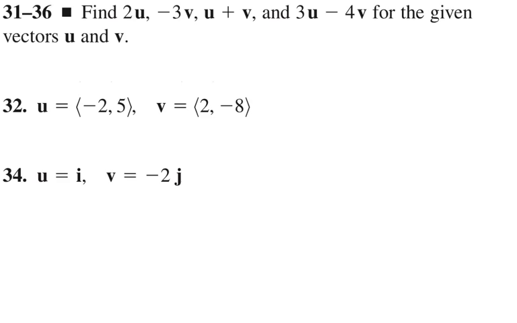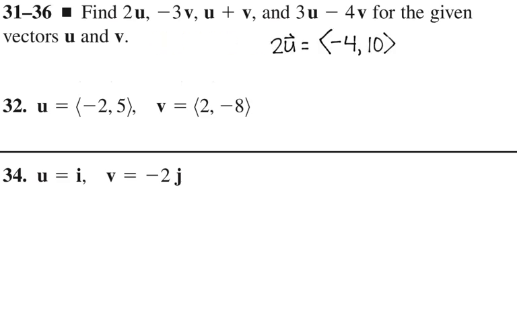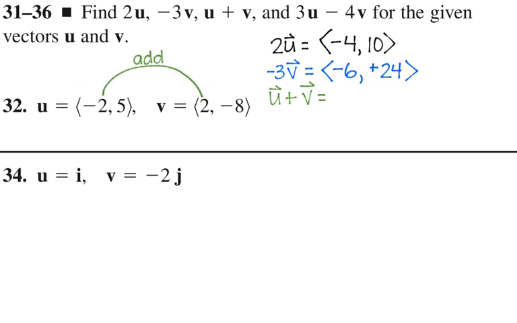For these ones, you're going to be doing these different operations, and so I'm just showing that I would do actually 2 times. This is a scalar multiplication, so you just multiply the components by 2. Then the next thing we're going to do is a scalar multiplication to vector v, where we're going to multiply vector v times negative 3. So the components are multiplied by negative 3. Then we're going to add our 2 vectors where we add the components. We add negative 2 and 2. We add 5 and negative 8. And we end up with 0, negative 3.